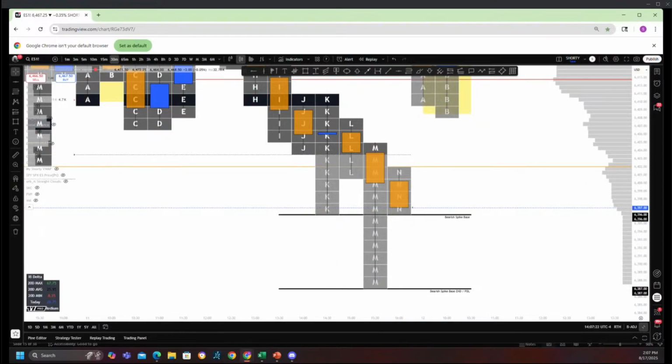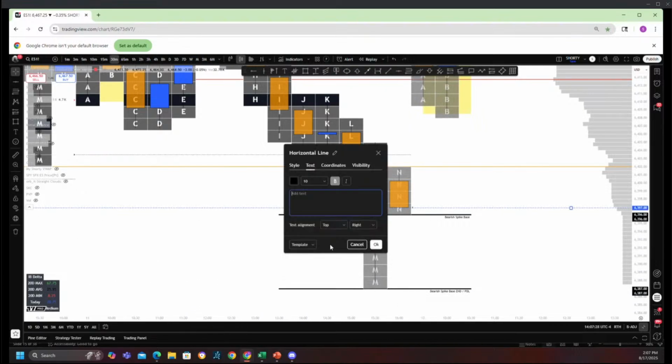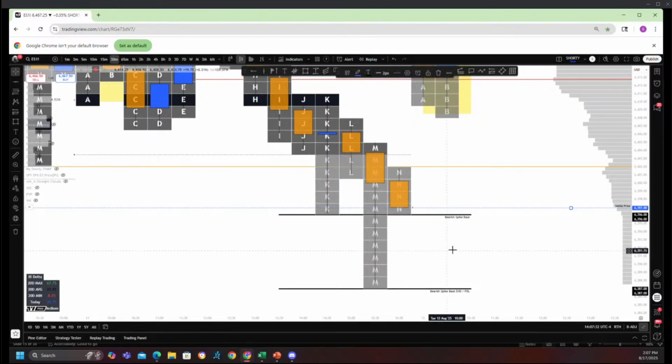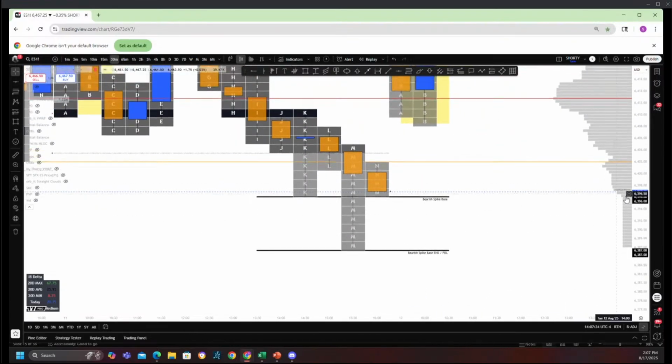Might be RTH closing price. Yeah, this is your settle price. That means the price settled here after hours, between 4:00 and 4:15. This is a settle price. We'll touch base on why it's important. I'm just teaching you your spike.